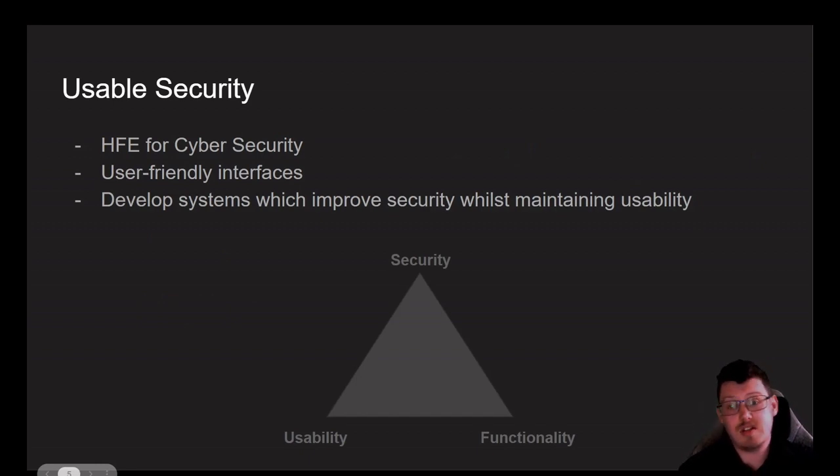So usable security. What do we mean by usable security? This is just HFE, the human factors engineering for cybersecurity. What we're trying to do is develop user-friendly interfaces for whatever systems that we're using, to essentially attempt to create systems which improve the security but maintain usability. This is usually modeled in a triangle where there's a trade-off between usability, security, and functionality.